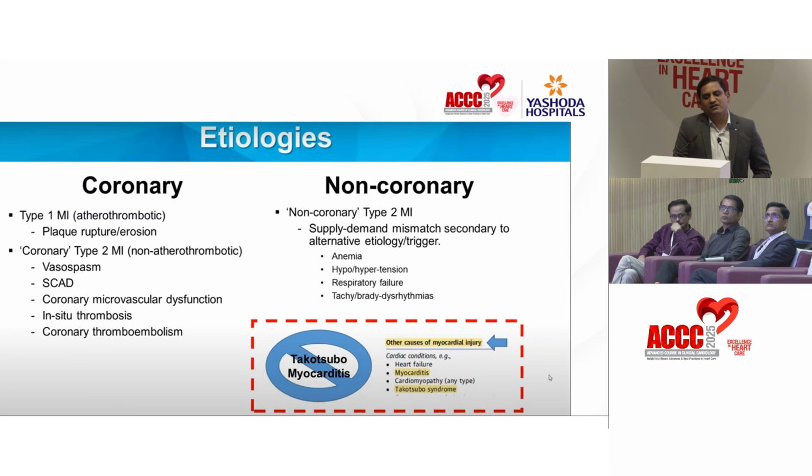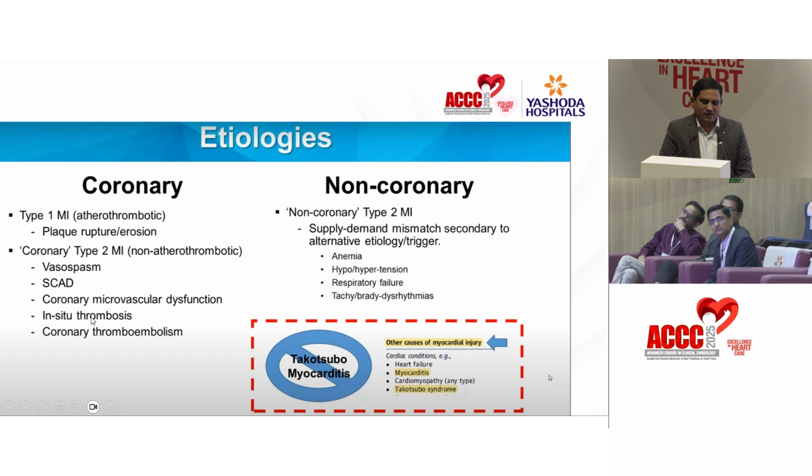So coming to the etiologies, as I said, most of the time it lies in the coronaries. Plaque rupture or plaque erosion are the most common causes, then vasospasm, SCAD, and in situ thrombosis, which may be thrombolysed spontaneously. And of course there is one more etiology, thromboembolism. The source of embolism can be the LV or LA, or valvular vegetation, which embolizes into the coronaries, can cause microvascular obstruction and present like a MINOCA.